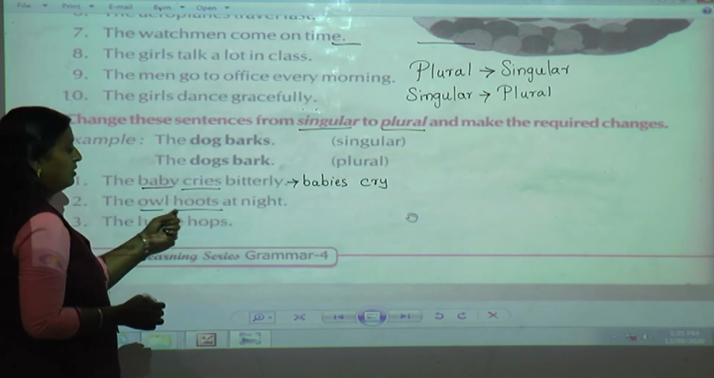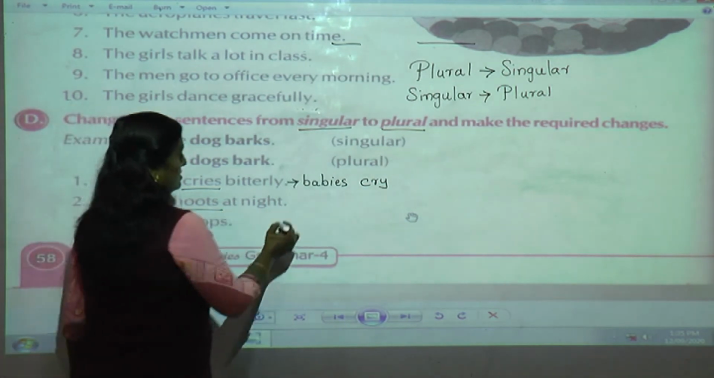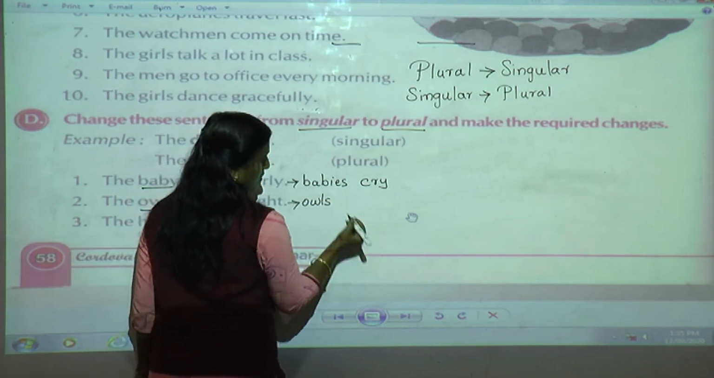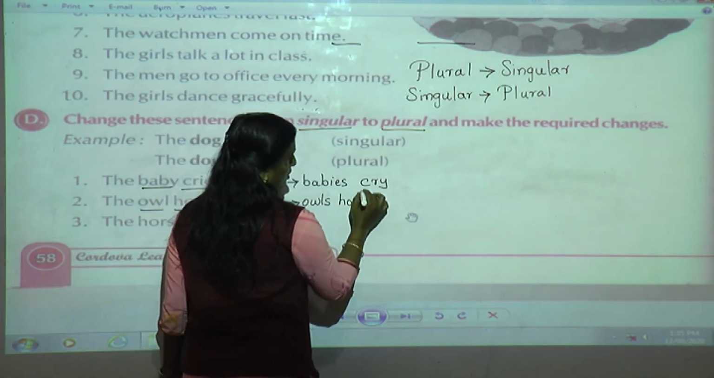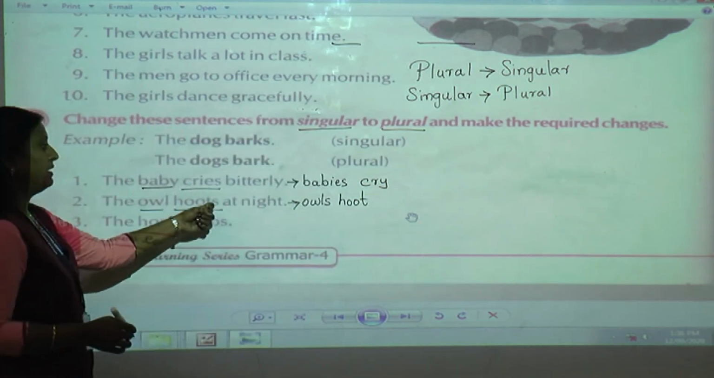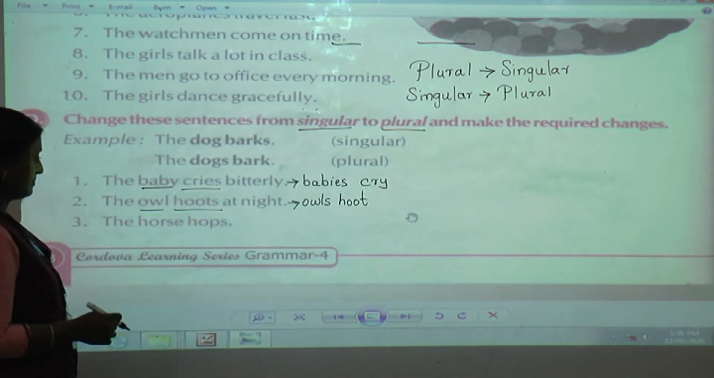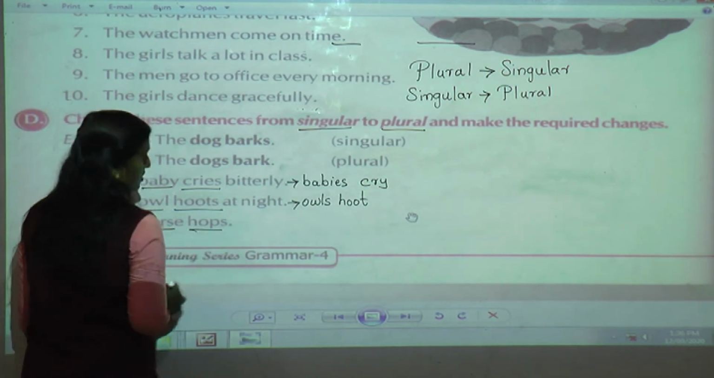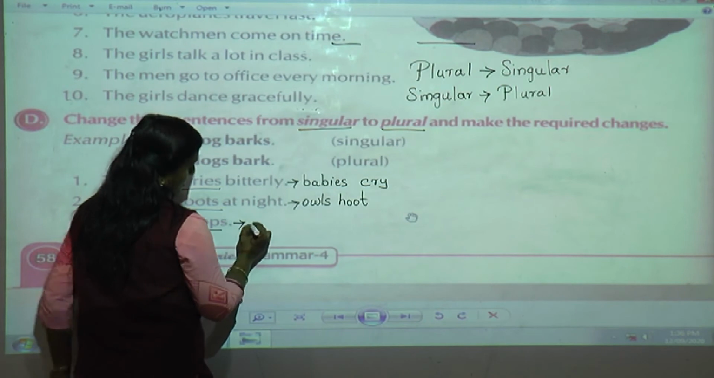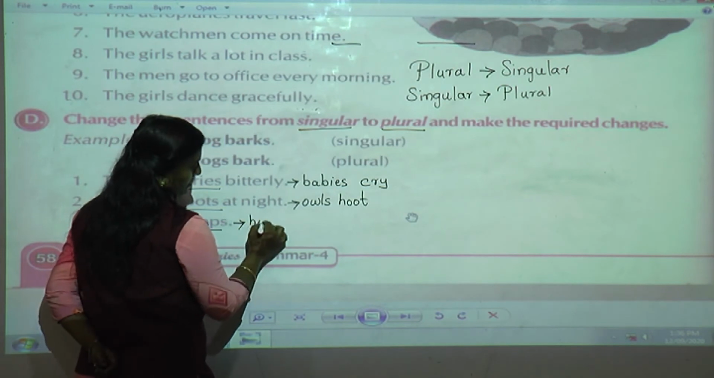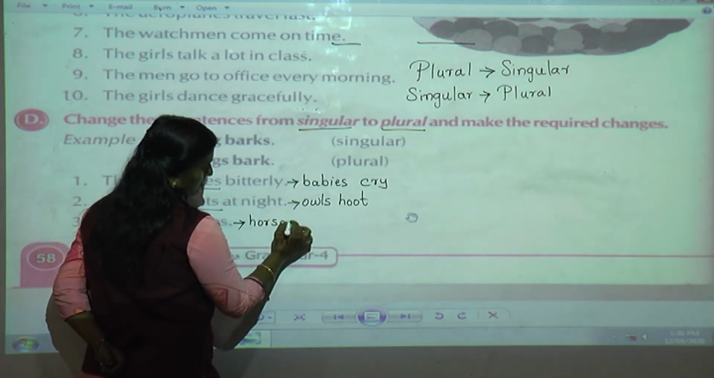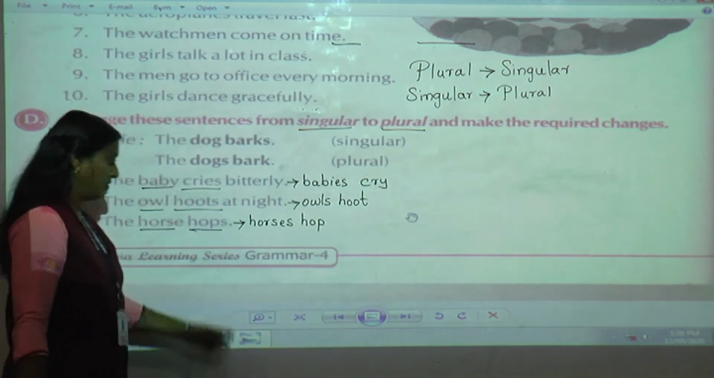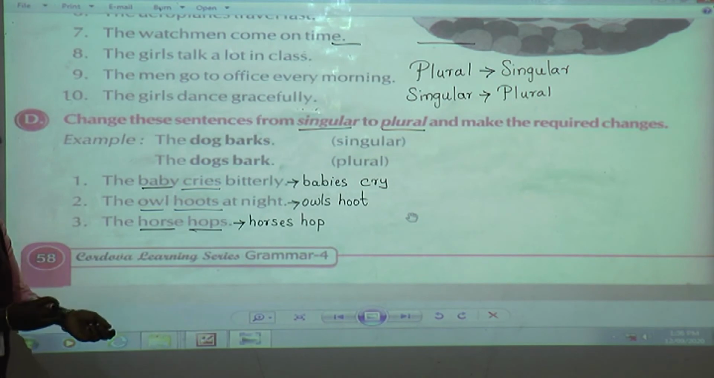The owl hoots at night. So owl is singular. I will make it into plural. Owls. Hoots becomes hoot. Here s will be there, so we have to drop the s. The horse hops. Horse is in which form? Yes, it is in singular form. I will make it into plural. Horses, and this verb will change. We will drop the s if it is there.